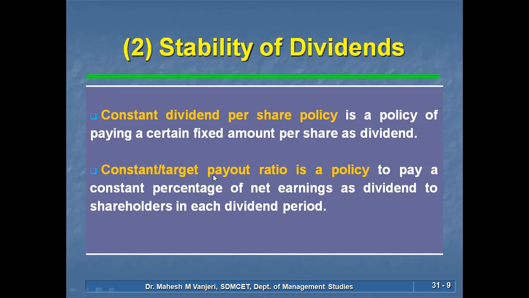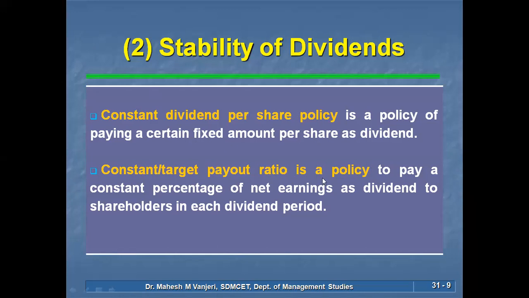Second is a constant or a target payout ratio. In the constant dividend per share policy, the company decides a certain fixed amount per share, which is paid out as a dividend year after year. So here we're talking about rupees. Say for example, for a 100 rupee share, 5 rupee per share is fixed. So every year the company will distribute 5 rupee per share. That is a constant dividend per share policy.